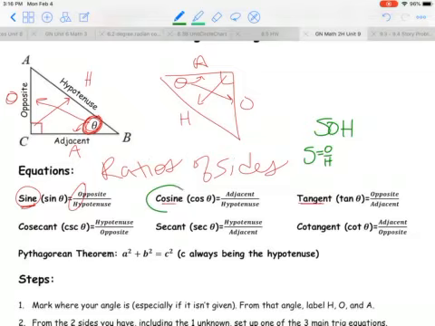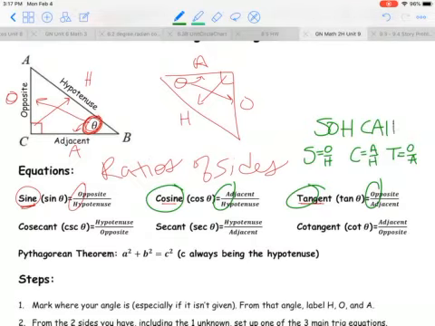Okay, the next one, cosine, is A over H, adjacent. And then the last one, tangent, is O over A. There we go. And the acronym we have for that is SOHCAHTOA. So if you can say that 10 times fast, you should be set.